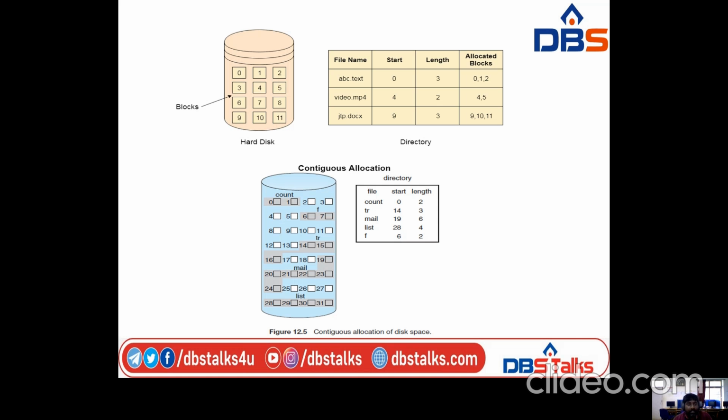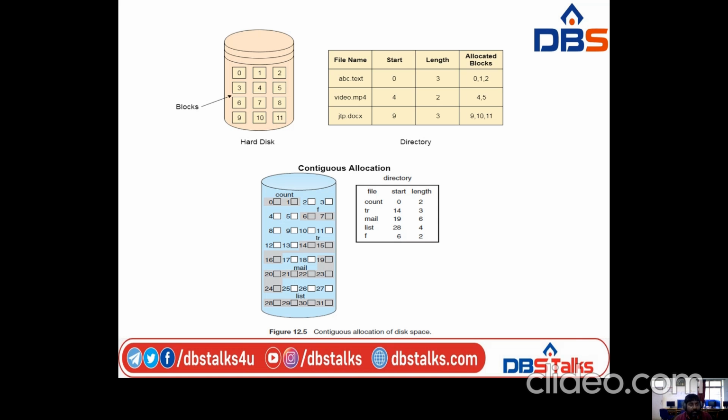Like that, the file name gives the starting block and the length. It will start from the starting location, and length means continuous blocks. So this is continuous allocation. The simple thing is that in continuous allocation all the blocks are allocated in a continuous manner.